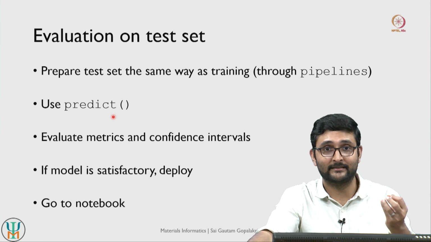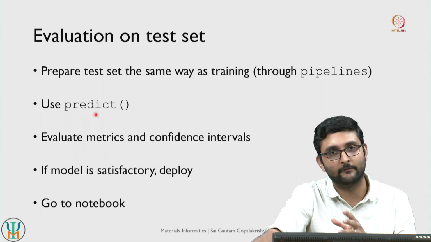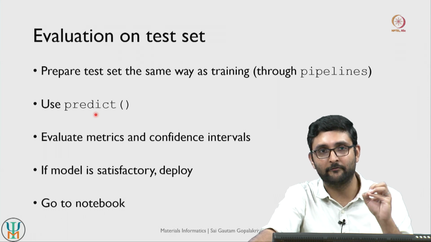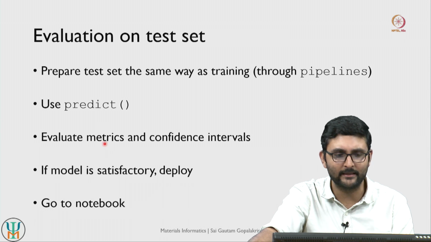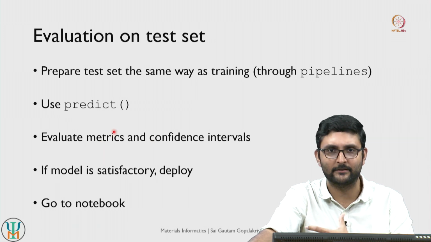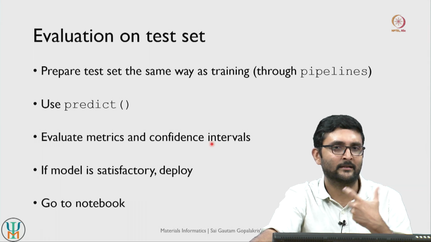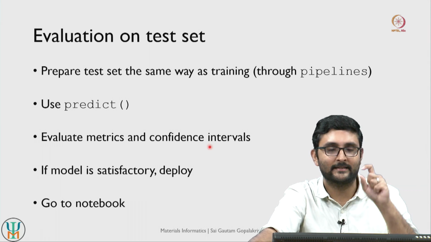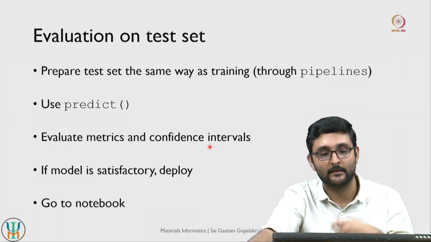Since the test set is something for evaluation, we will use only the predict function and not the fit function, because if you use the fit function then the model sees the data. If you use the predict function, the model is only evaluated on the data, and then we will evaluate the same metrics, root mean squared error, mean absolute error. We can also get an idea of what the confidence intervals are, so what is the error bar on our error values themselves, right.